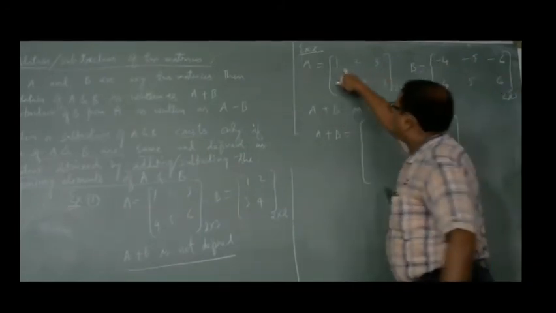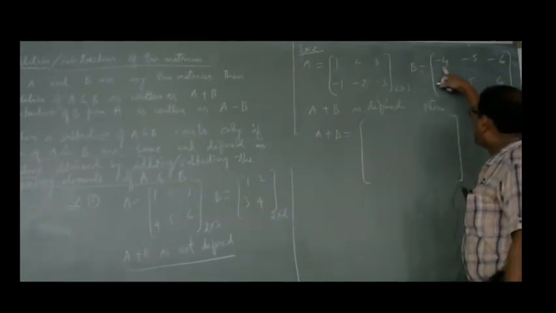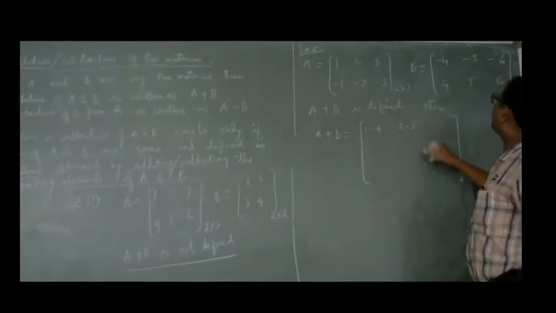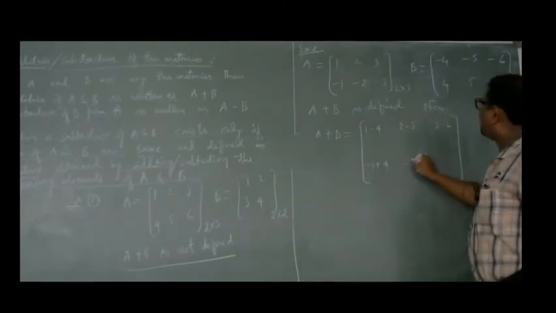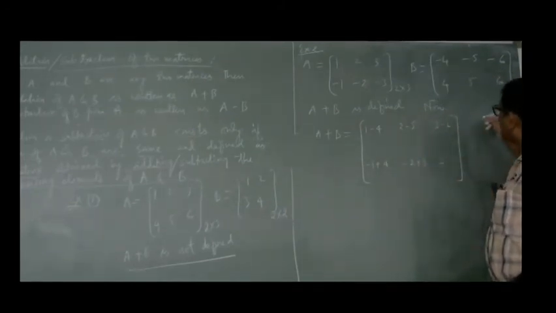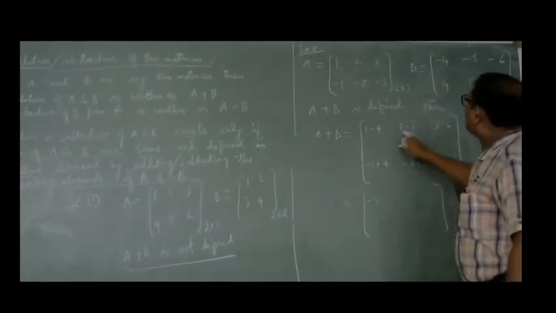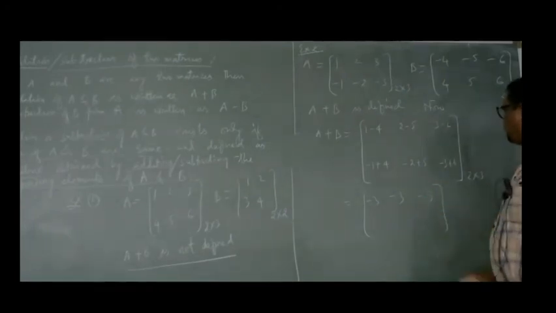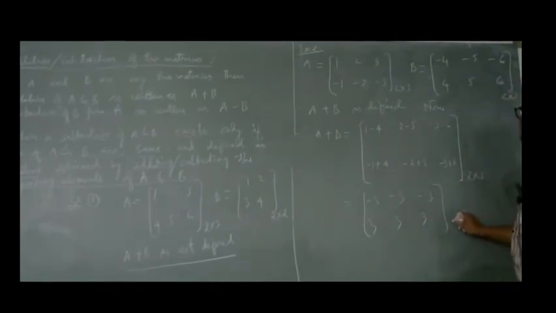So here is the first row, first column. In A there is 1, and in B the first row, first column element is -4. When we add them we get 1 plus -4, and in the same way 2 plus -5, 3 plus -6, -1 plus 2, -2 plus 5, -3 plus 6. This is again of order 2 cross 3. After simplifying, this is -3, -3, -3, and 3, 3, 3. So this is A plus B, this is the answer.